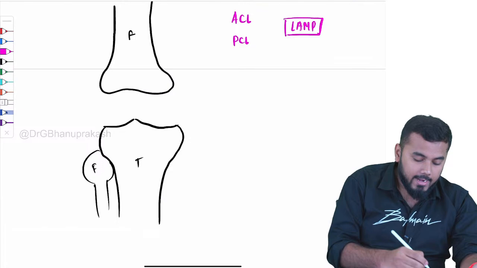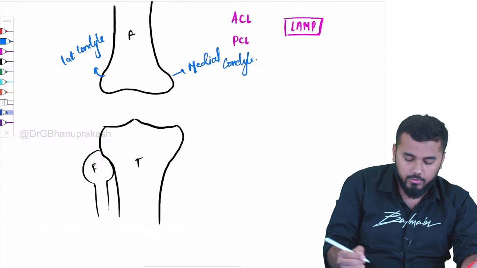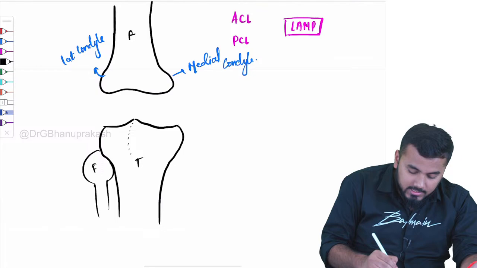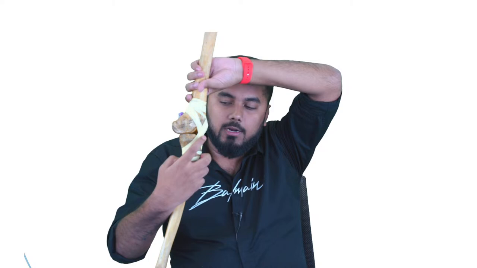One more thing you already know: this is called the lateral condyle of the femur. This is called the medial condyle. Now, what is this center region called? This center region is called the intercondylar region. Even above also you have got an intercondylar region. See, whatever is there in the center is called the intercondylar region. Here also this center part is called the intercondylar region.